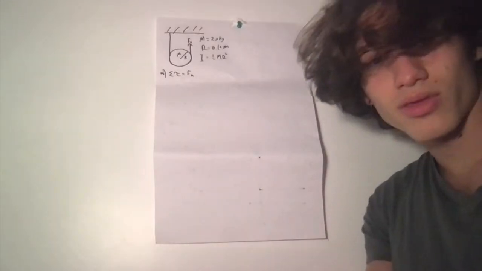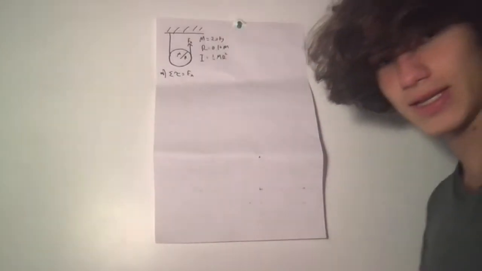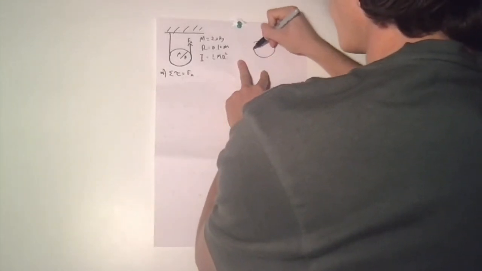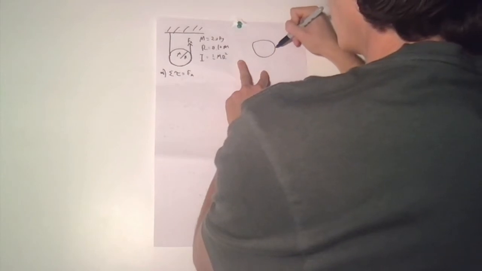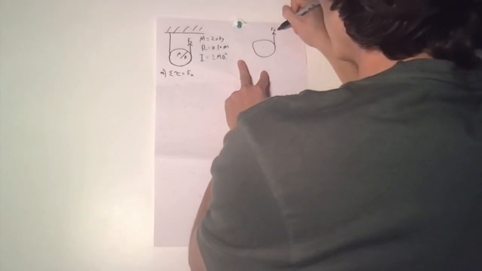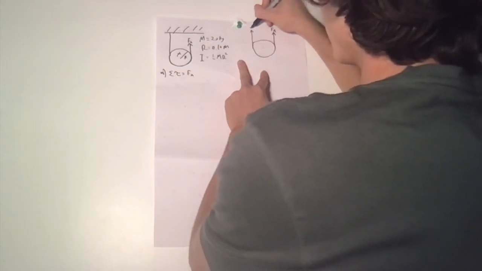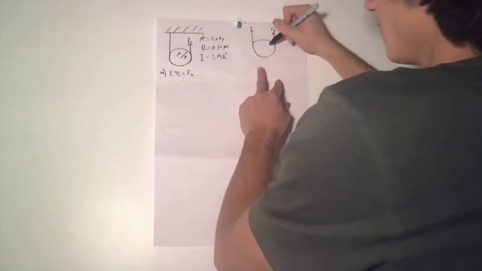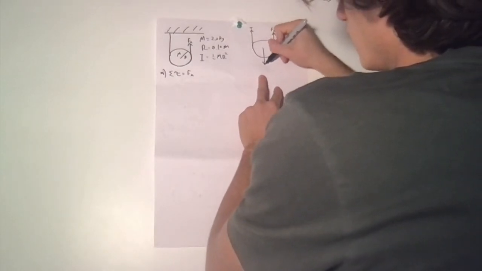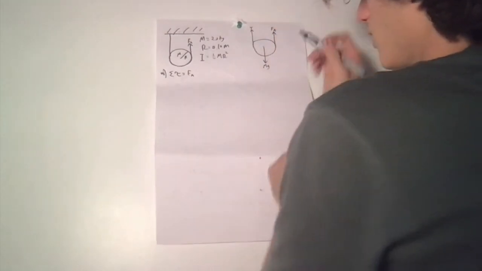But what do we do with the rope? Well, to better visualize this, let's draw a free body diagram. So we've got our disk here, we've got a force applied, and we've got tension, these should be roughly equal. And down from here we have our mass times gravity.